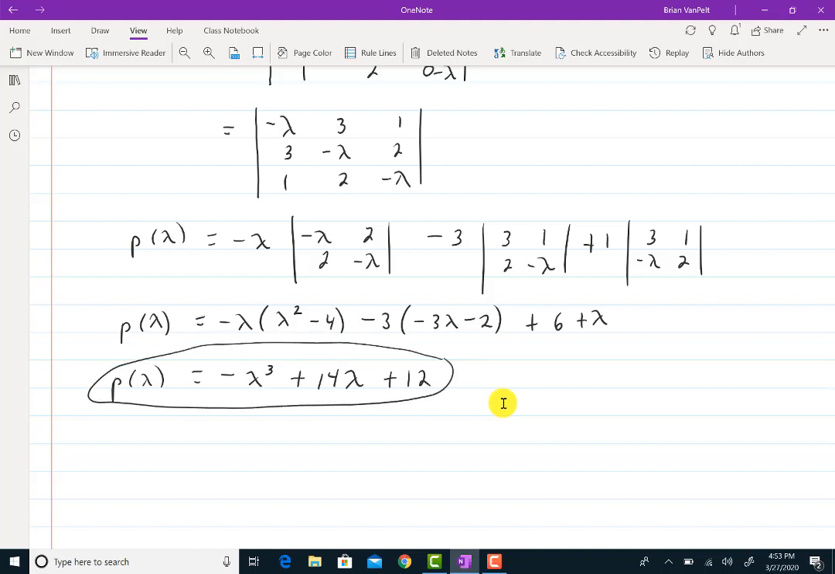And in the next section, we'll work on ways of breaking these down and setting these equal to 0 and kind of reviewing some of your polynomial rules that you may or may not have forgotten.